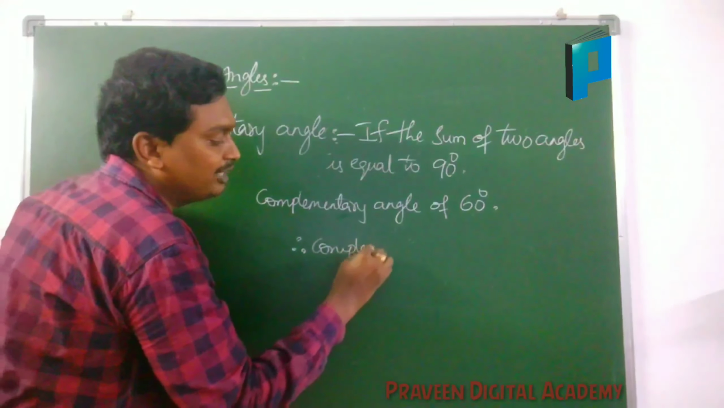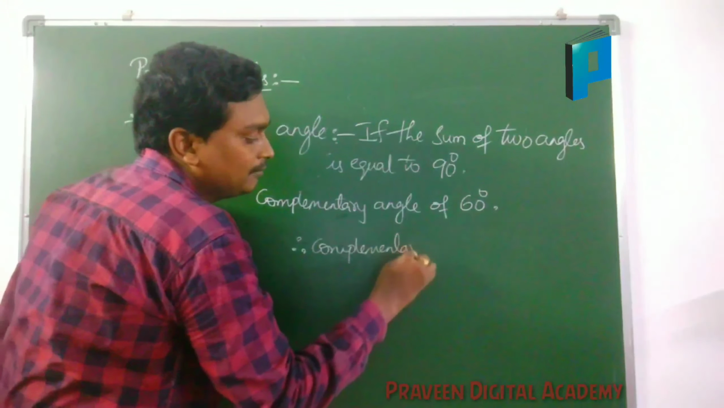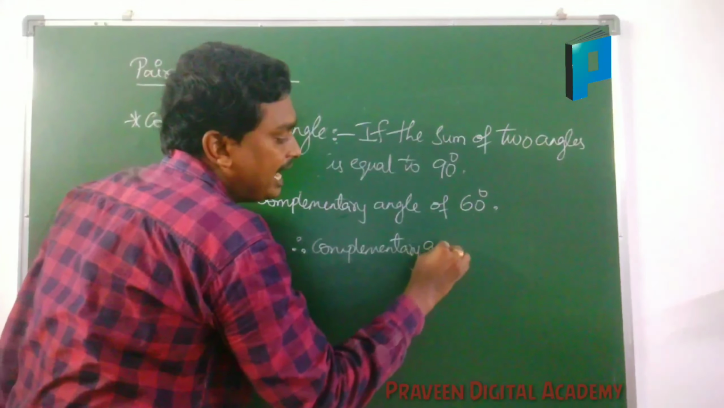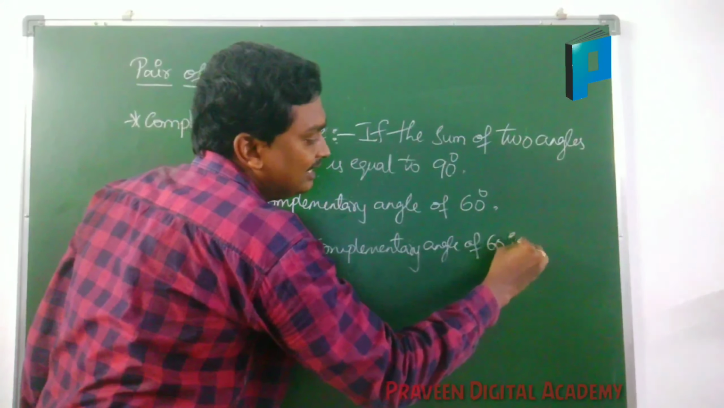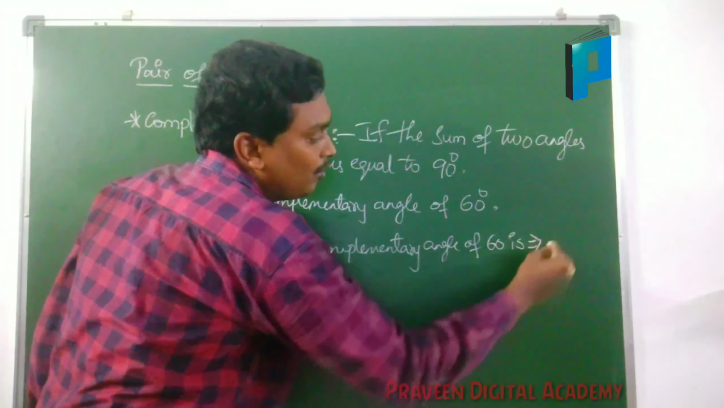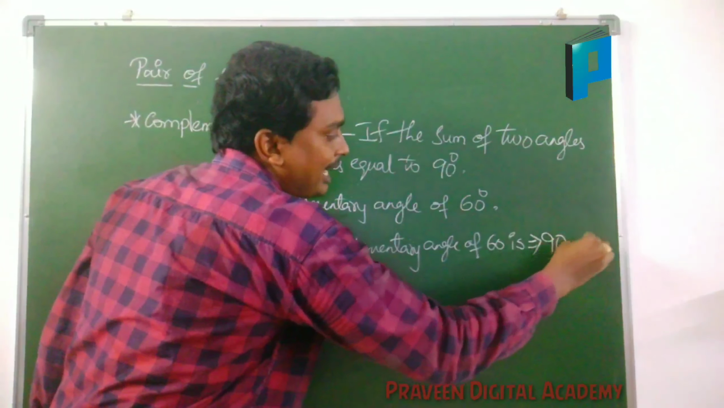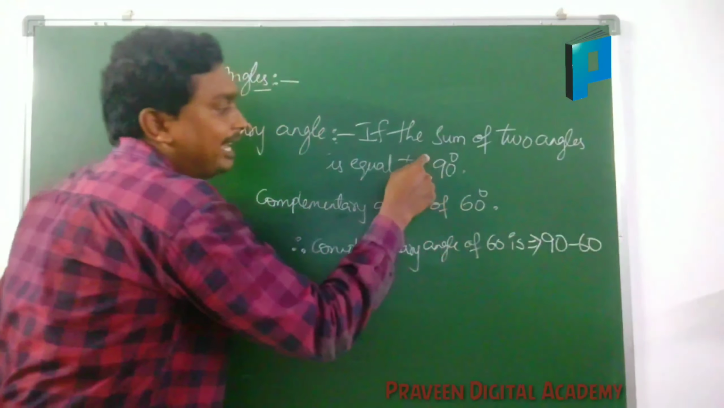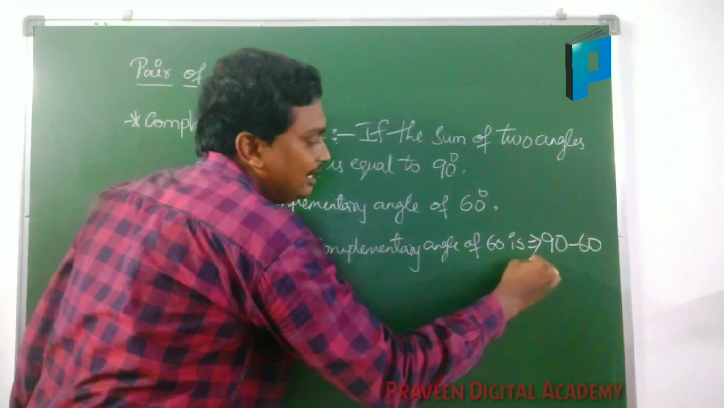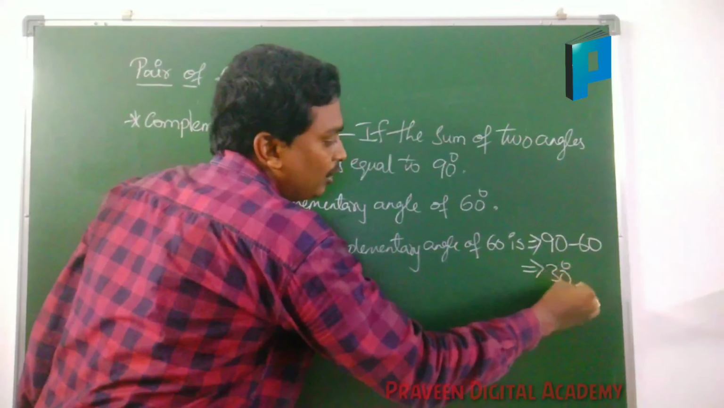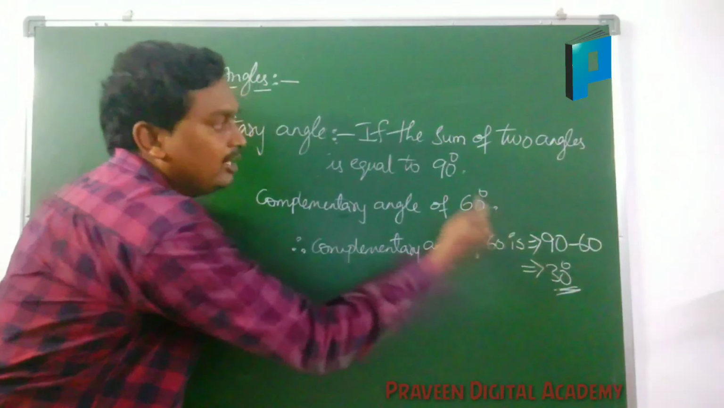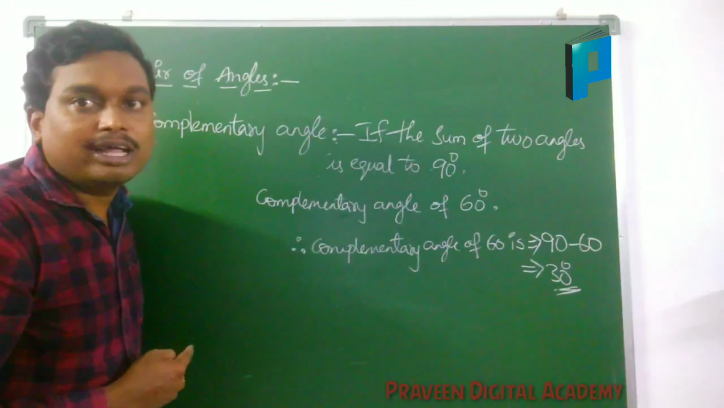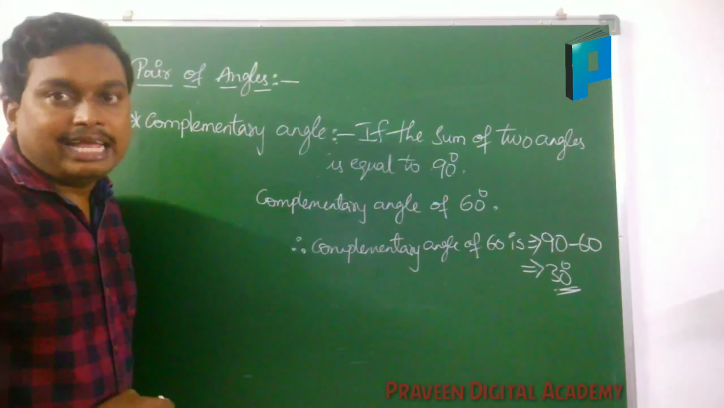Complementary angle of 60 is equal to what? 90 minus 60. From 90 I am subtracting this 60. I will get 30. What is the complementary angle of 60? 30. If you add 60 and 30, you will get 90. That is called a complementary angle.